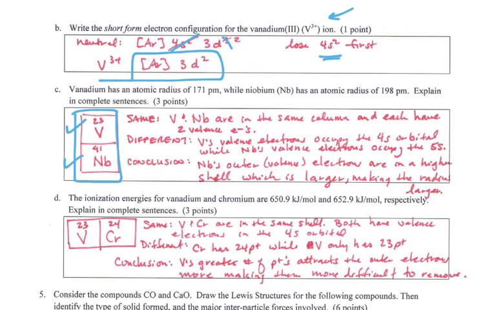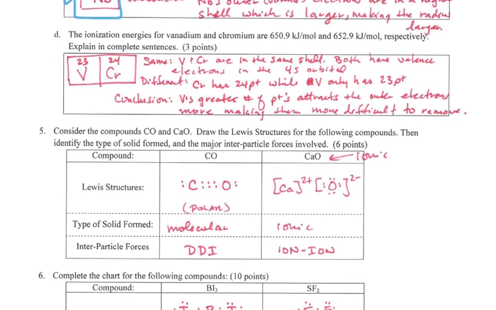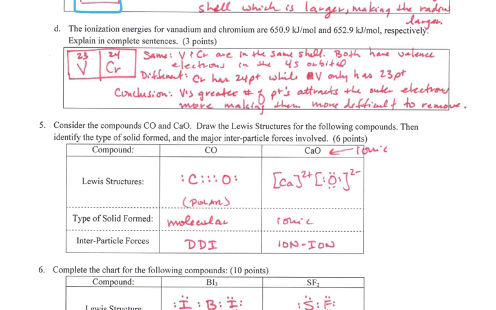which makes it larger. For letter D, the ionization energies for vanadium and chromium are given, and we can see that the one for chromium is a little bit higher than the one for vanadium. So explain.